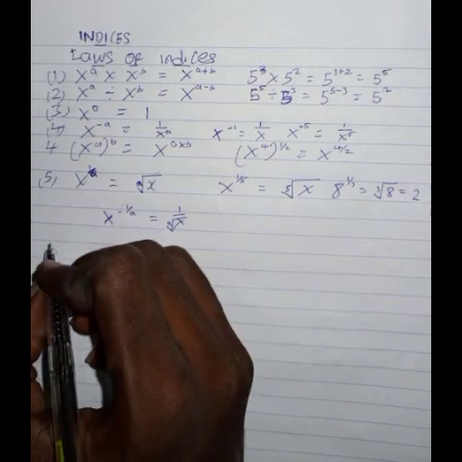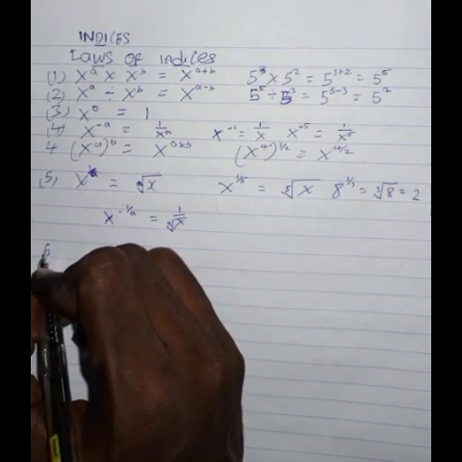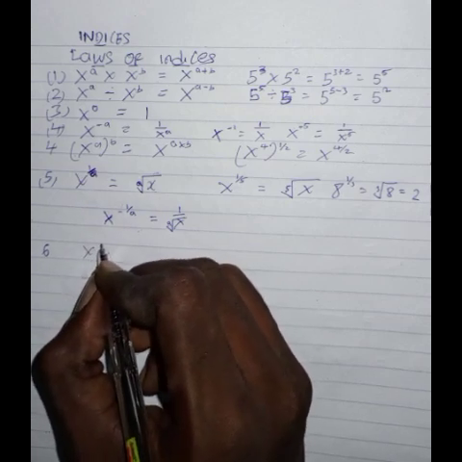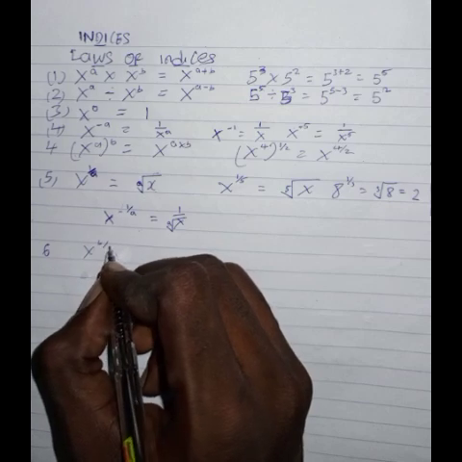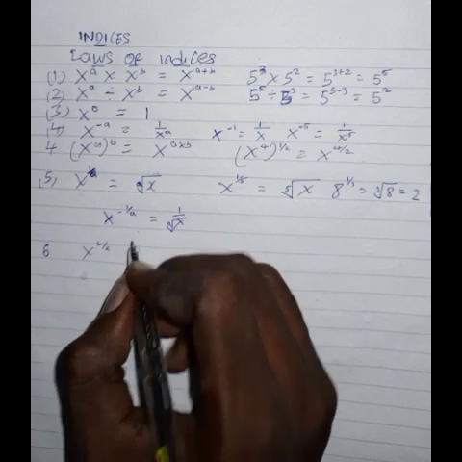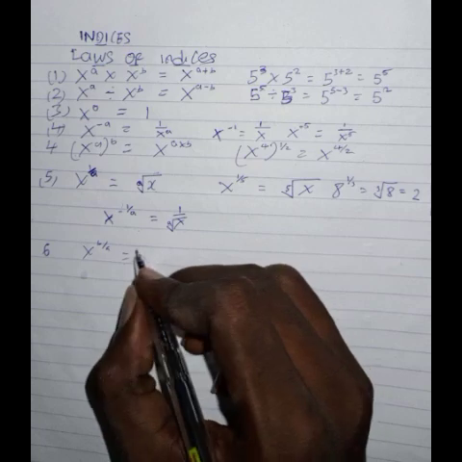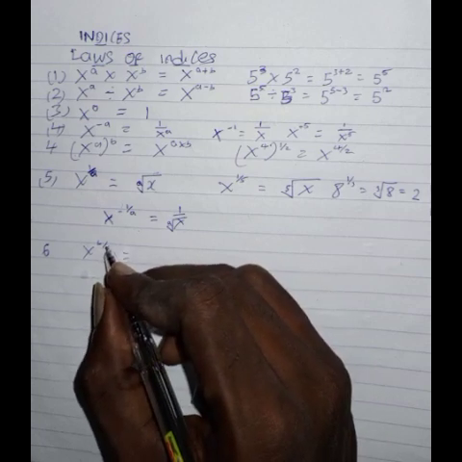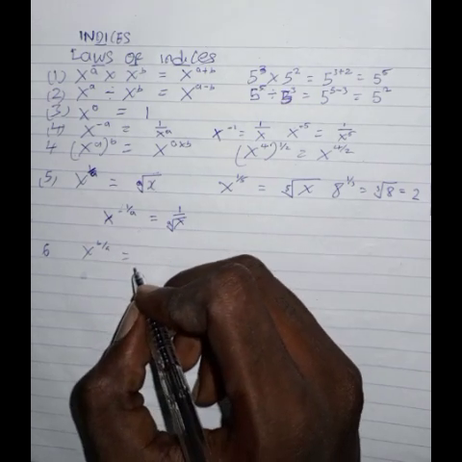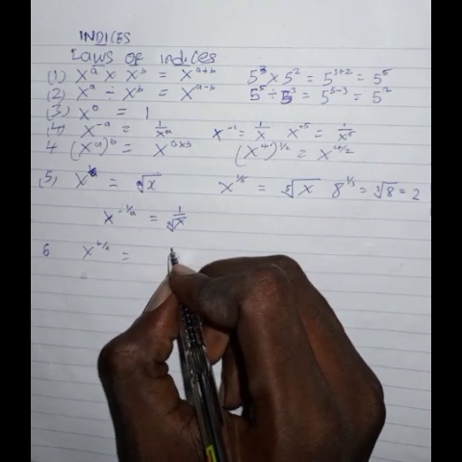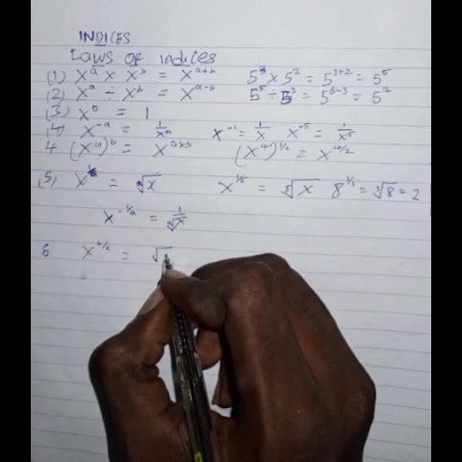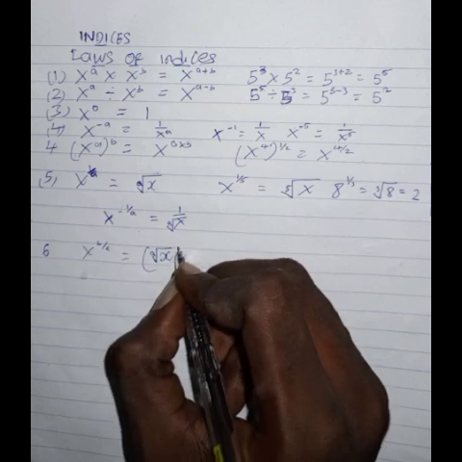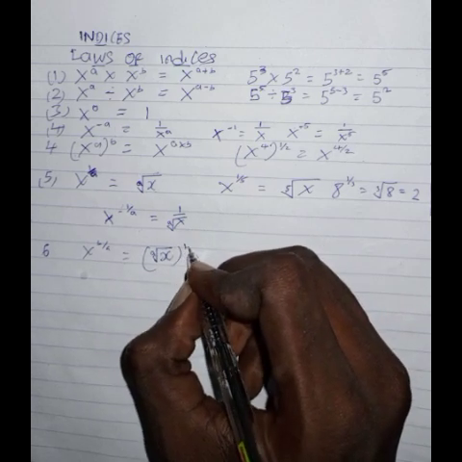Now the next thing, number 6, if I have x raised to the power of b over a. So if I'm having x raised to the power of b over a, remember the denominator, whenever we have a fraction, that means we are talking about roots. That means there's a root somewhere. So we're having the roots of x. So this becomes x, and then this is a. But now the numerator of the power becomes the power b.